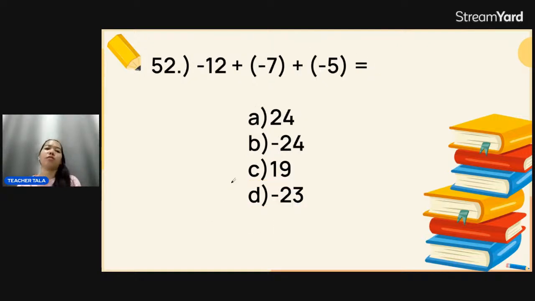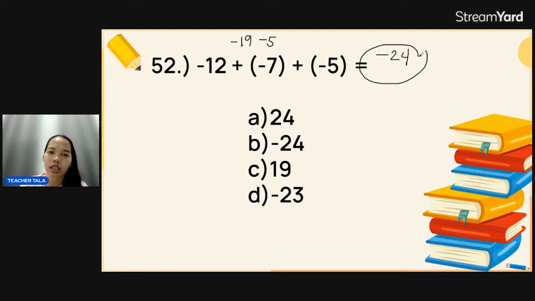Next, negative 5 plus negative 7, same signs. That's negative 19 plus negative 5. So just add. So that is negative 24. Letter B.